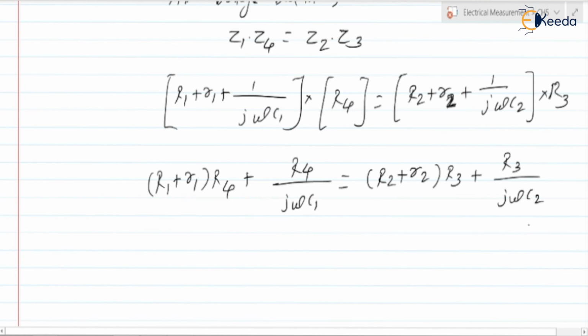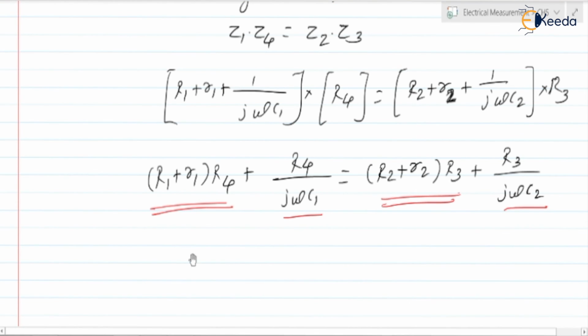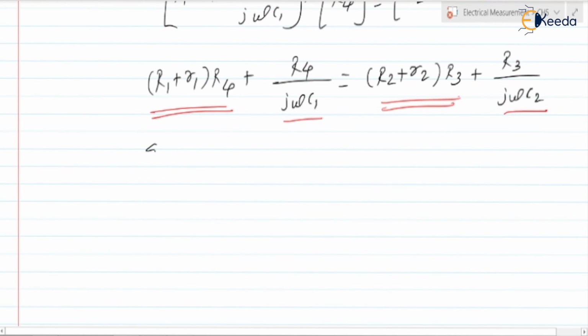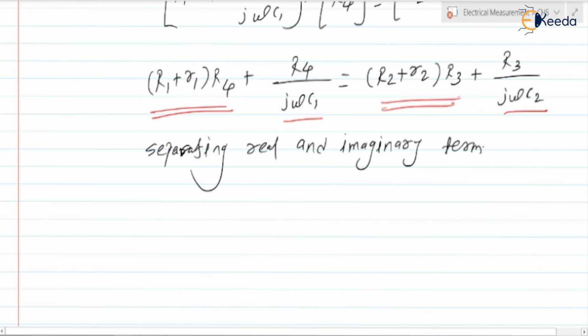Now if you check, the real terms here are, this is the real term at the left hand side, this is the real term at the right hand side, and this is the imaginary term, here it is the imaginary term. So now we can write, equating or separating real and imaginary terms, r1 into R4 should be equal to r2 into R3.